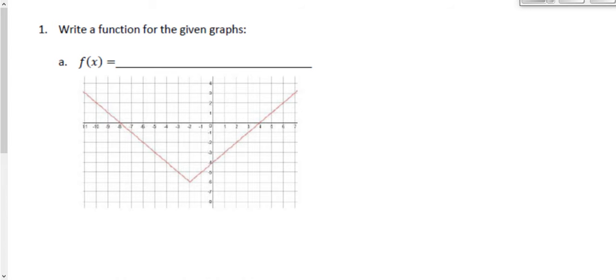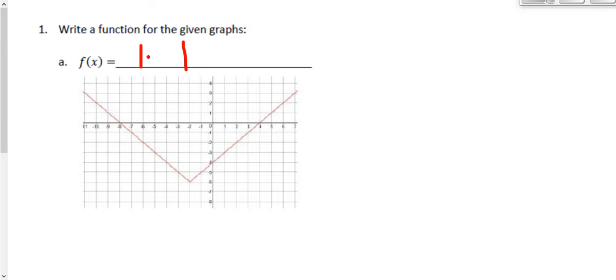In this video, we're going to begin the Unit 1 Intro to Functions test review. So we're going to start with the very first question, which wants us to write a function for the graphs that are provided. This first graph is V-shaped, which tells me that the parent function is the absolute value function. So I'm going to go ahead and start with an absolute value.